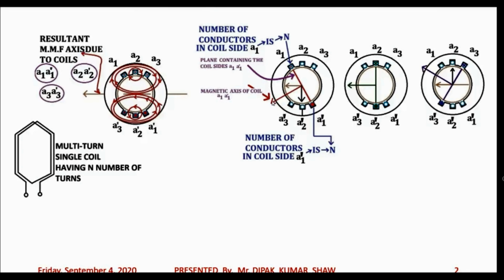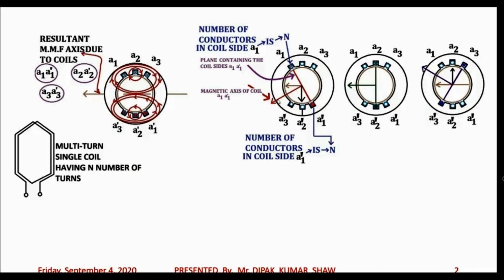Now the magnitude of the MMF will be, no doubt, N into I. That is, all the coils have the same number of turns N and they are connected in series, so they are carrying the same current I. So the magnitude of MMF developed by each of the three coils is equal, but what is the difference? The difference lies in their orientation in space.